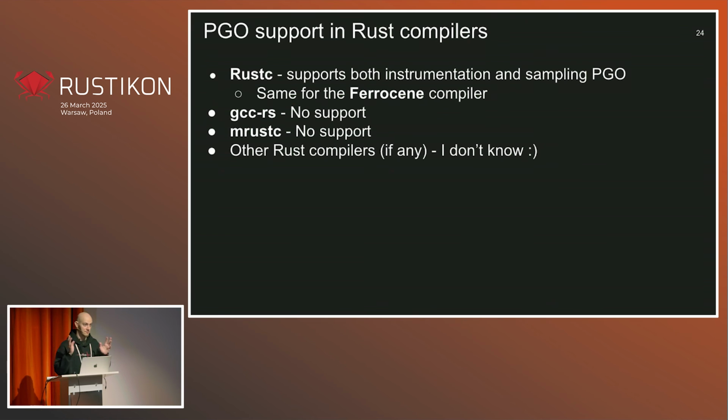GCCRS, because they have other things to do right now. Mrustc, because no one cares about it. And other Rust compilers, if any, and actually I don't know about them, it would be pretty tough to implement PGO at the same level as Rustc because Rustc reuses a lot of LLVM infrastructure for PGO.